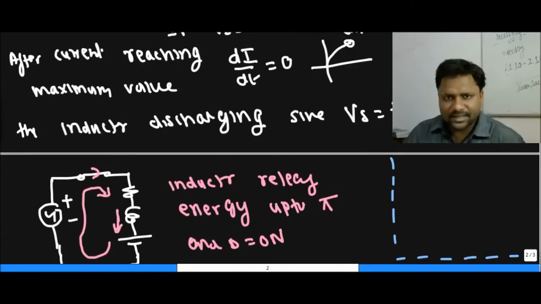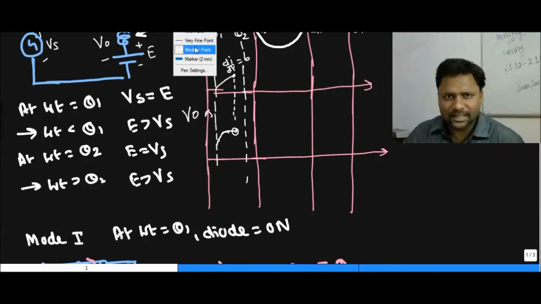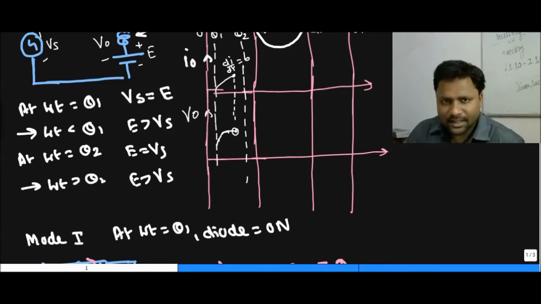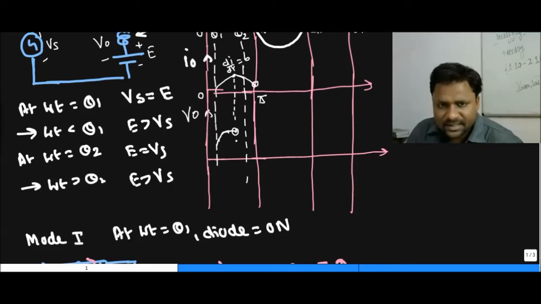So the inductor is releasing energy, the current decreases, di by dt decreases, it is going to be like this. Current is going to be decreasing in nature up to this point. This is basically the 0 point. And the inductor is releasing the energy in this fashion.